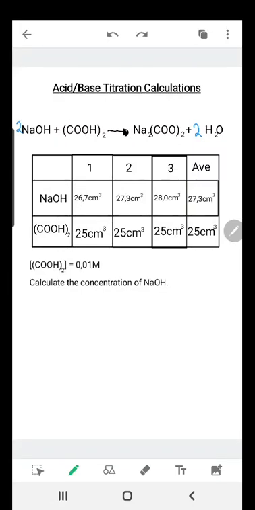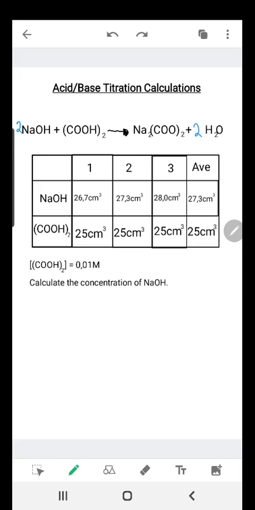All right, welcome to our very first lesson on this platform, the acid-base titration calculation. So we had previously today looked at this particular acid-base reaction of sodium hydroxide with oxalic acid. We identified that the metal salt that was produced was sodium oxalate and water, and as you can see, the equation has been balanced as prior.